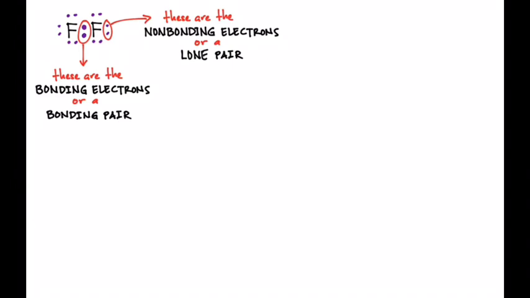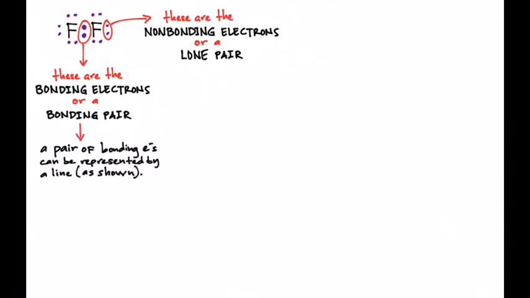So you have a total of 2, 4, 6, 8, 10, 12 non-bonding electrons, or a total of 6 non-bonding pairs, or 6 lone pairs. And we only have one bonding pair, or 2 bonding electrons. And this pair of bonding electrons can be represented by a line, as shown here. So this right here is a bond, a single bond between the two fluorine atoms.